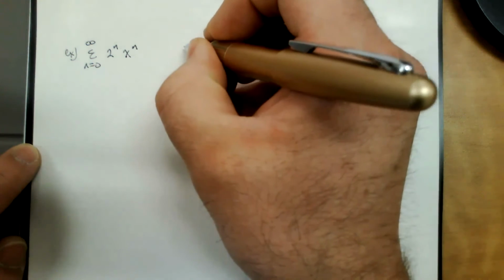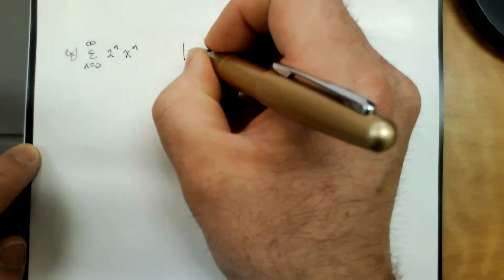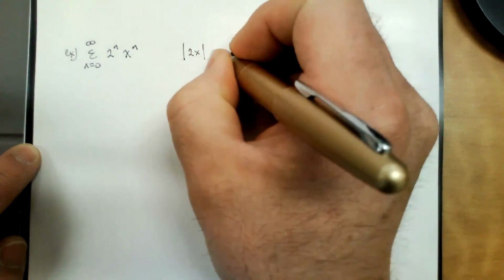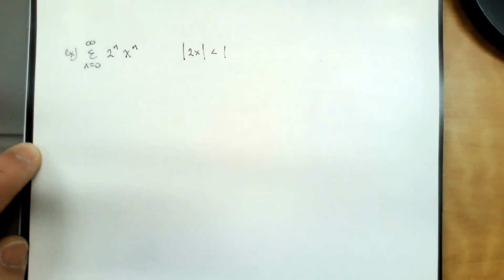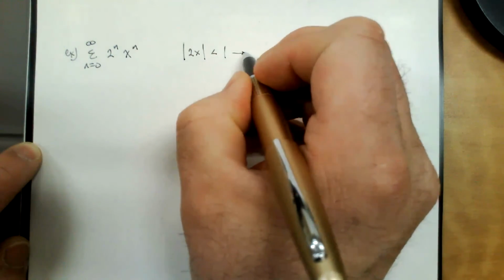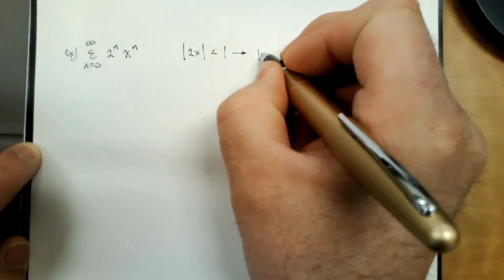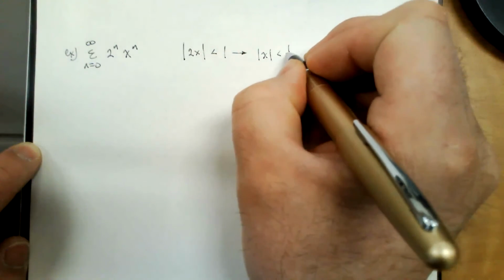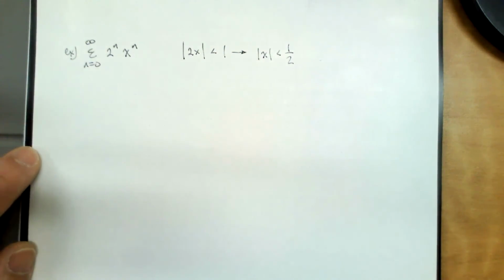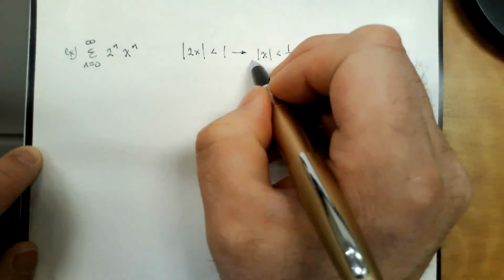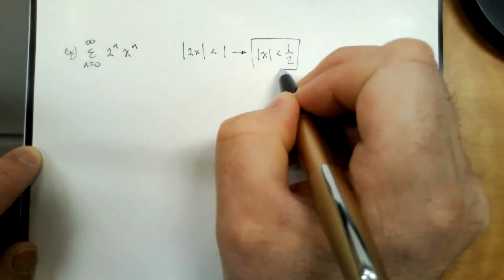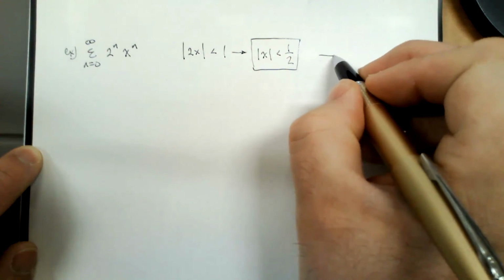So we should immediately think the limit from the ratio test. Series converges if the limit from the ratio test is less than 1. And that means the absolute value of x should be less than 1/2. Everything within 1/2 of 0. Picture it.